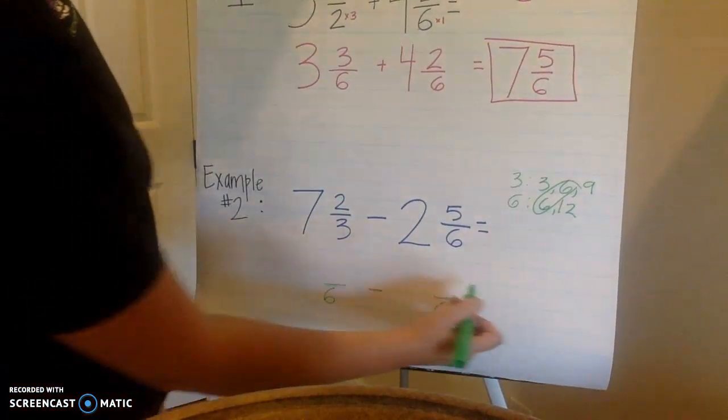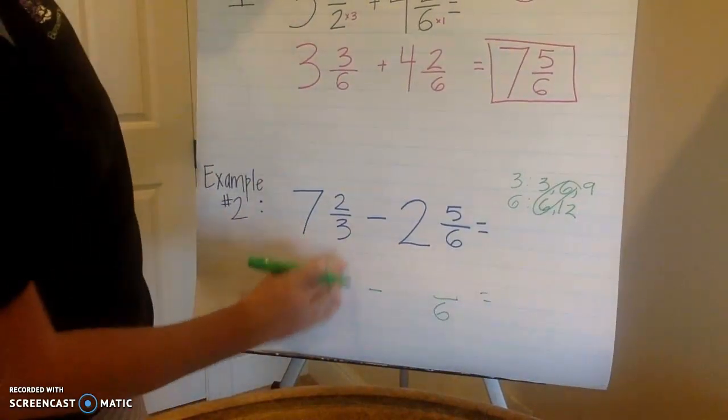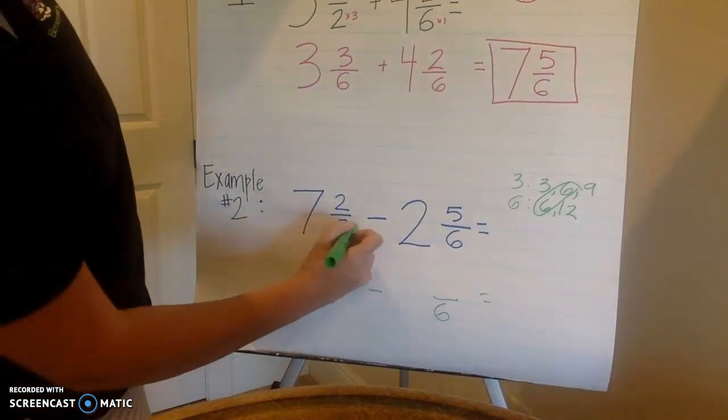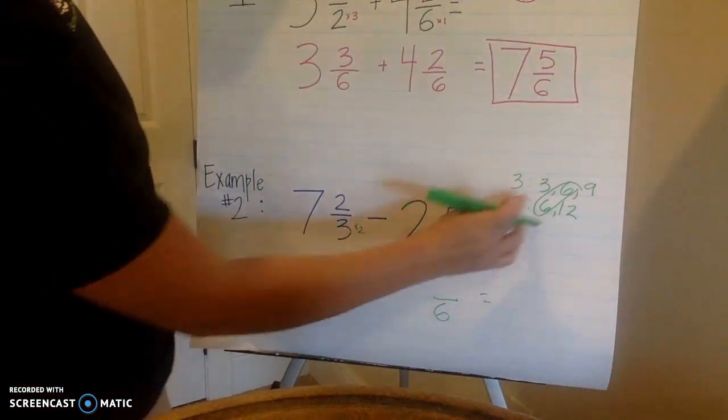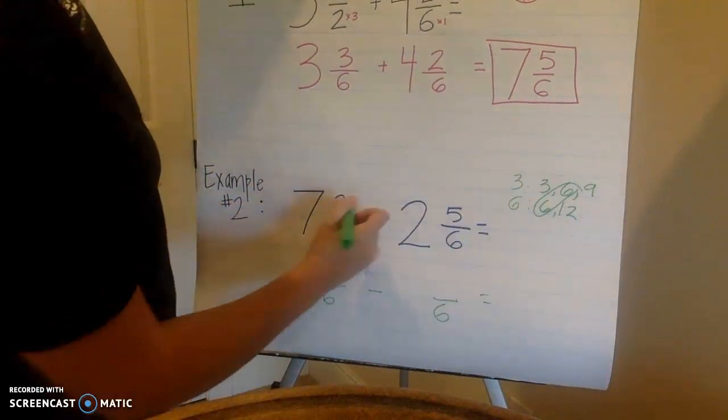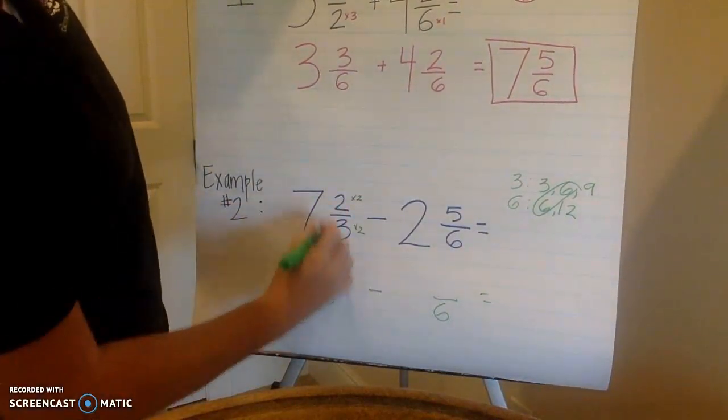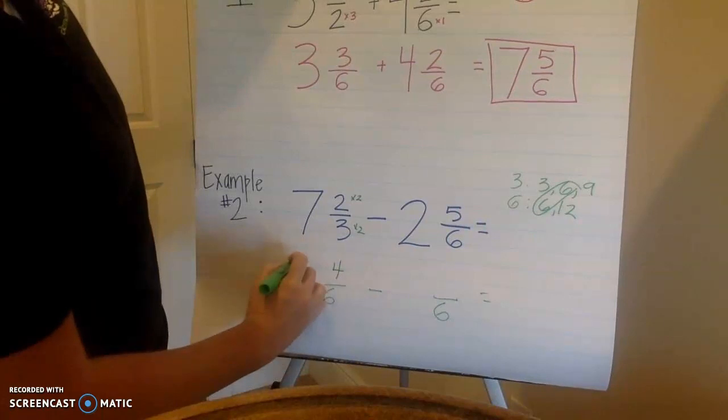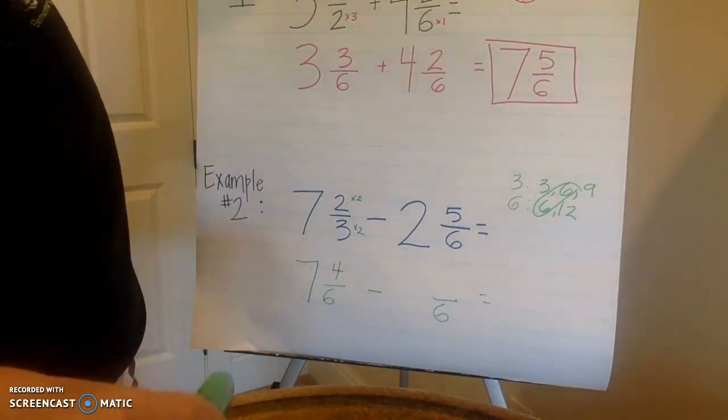Now I need to find the relationship. Well, how did I get from 3 to 6? I know 3 times 2 is 6, or 6 is my second multiple in my row. So now I have 2 times 2, which is 4. Just bring down my whole number.